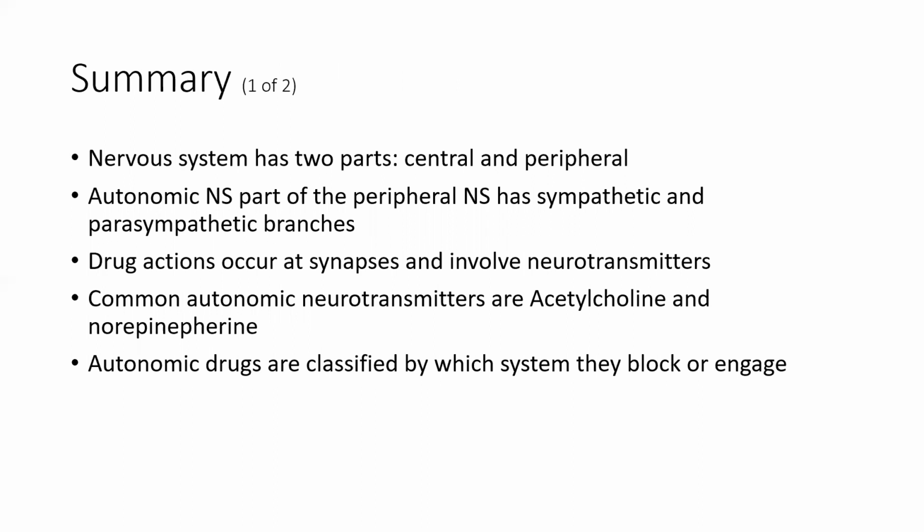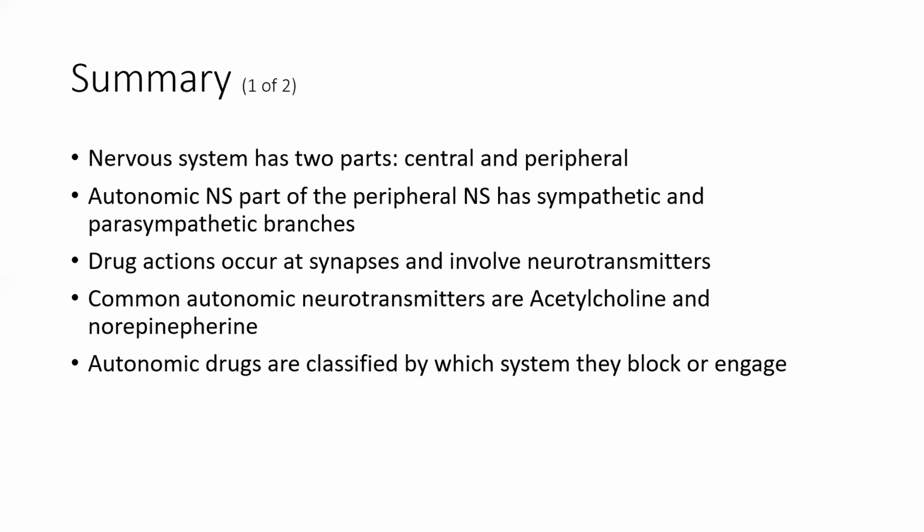So the summary of this chapter is, in a nutshell, again revise: the nervous system has two parts, central and peripheral. The autonomic nervous system is a part of the peripheral nervous system, and it has sympathetic and parasympathetic branches. Drug actions occur at synapses, and they involve neurotransmitters. And the common autonomic neurotransmitters, we did acetylcholine and norepinephrine. If you remember, acetylcholine is for the parasympathetic and sympathetic at the preganglionic, and the norepinephrine is only at the time of the stress for the sympathetic nervous system at the postganglionic.